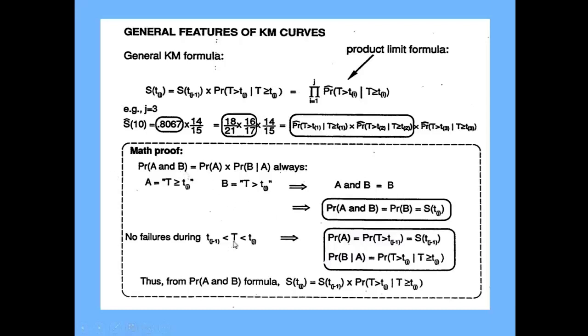But there's a key thing. One key thing is that between the last time that somebody failed and the next time that somebody failed, there were no failures. And that's what makes this work. There are no failures during the time between the (j minus first) time that somebody failed and the jth time that somebody failed, because these are the next two times that somebody fails. And this makes this thing work. But I don't really want to do much more than that.